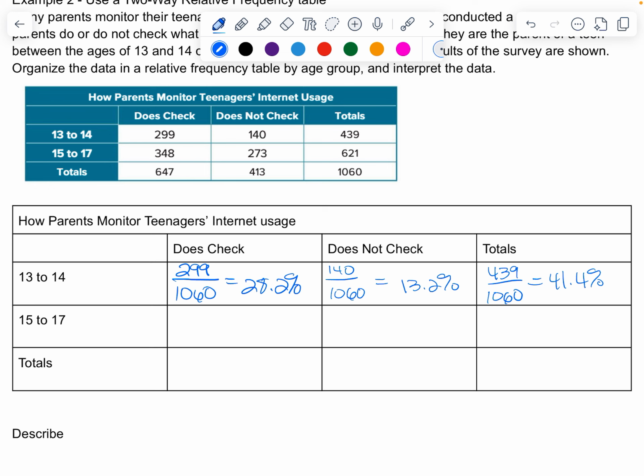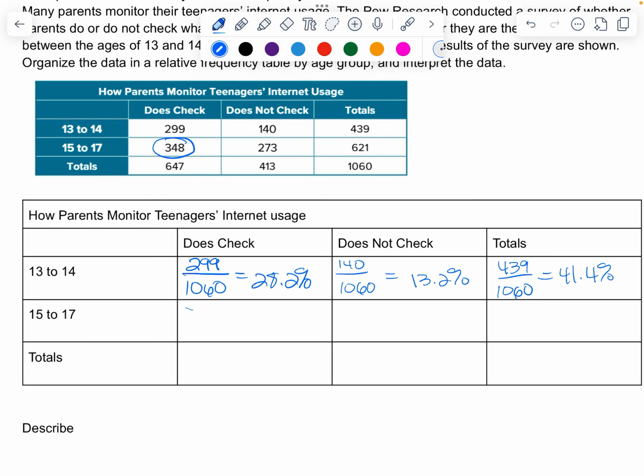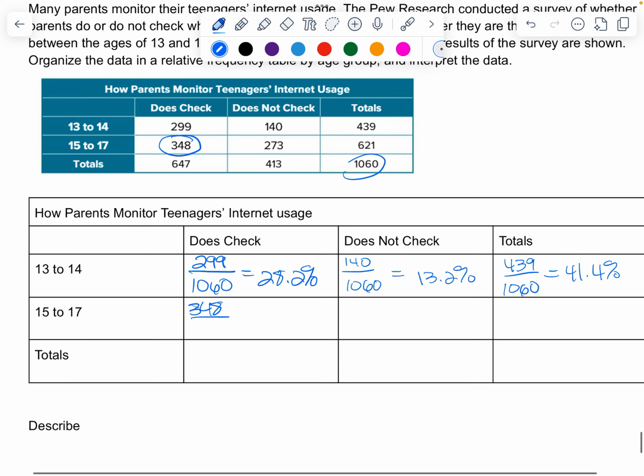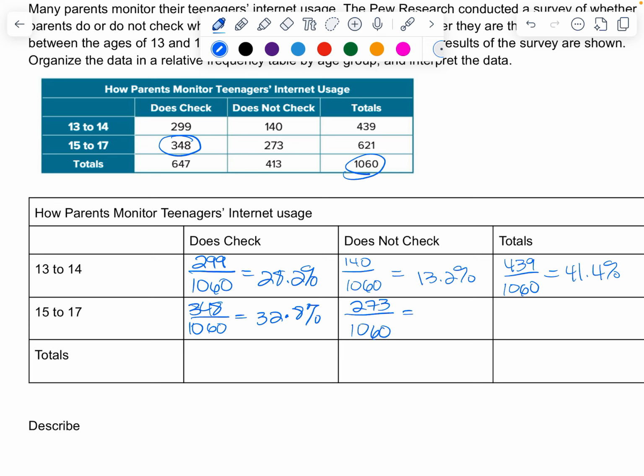Then I come down to this one. And I'm just getting these numbers from up here. 348 over a total of 1060. I divide that and find the percent, and I get 32.8%. And then on this one, it was 273 out of 1060. And so if I do that, I should come out with 25.8%.